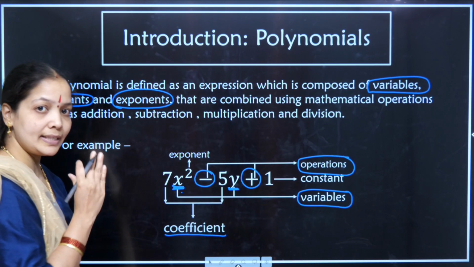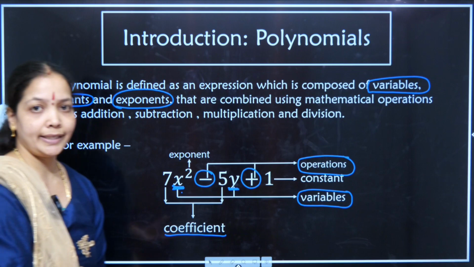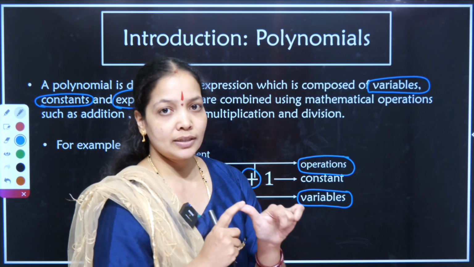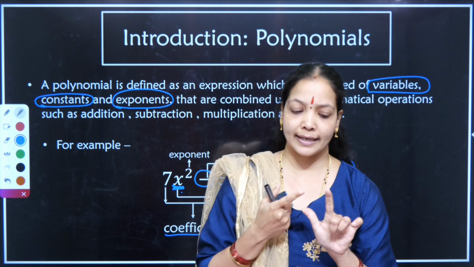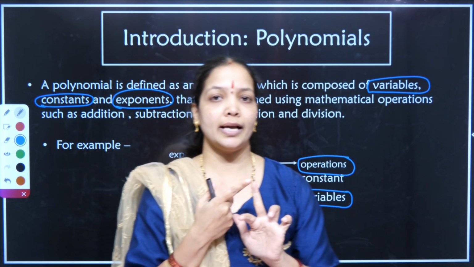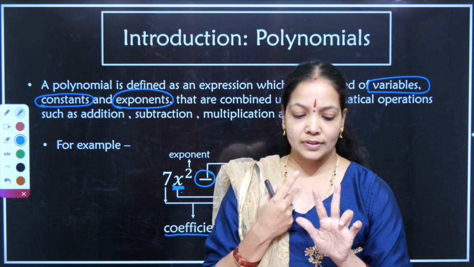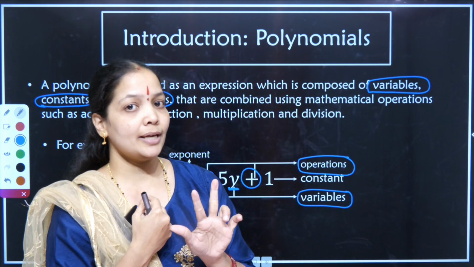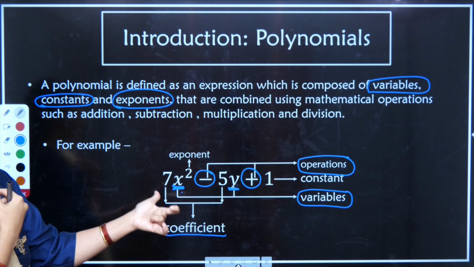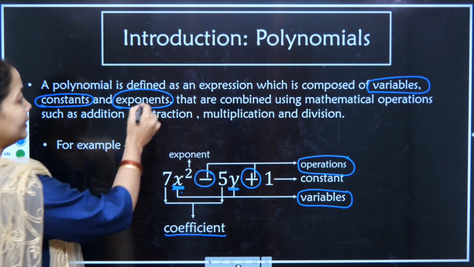When we have all these criteria, what are the criteria? Just close your eyes, memorize the criteria. The first criterion is I have to have a variable. Second criterion, the coefficients of the variable. Third criterion, I should have an operation. So if these three things are there, I'll be able to analyze whether the given term is a polynomial or not. The most important thing is this.